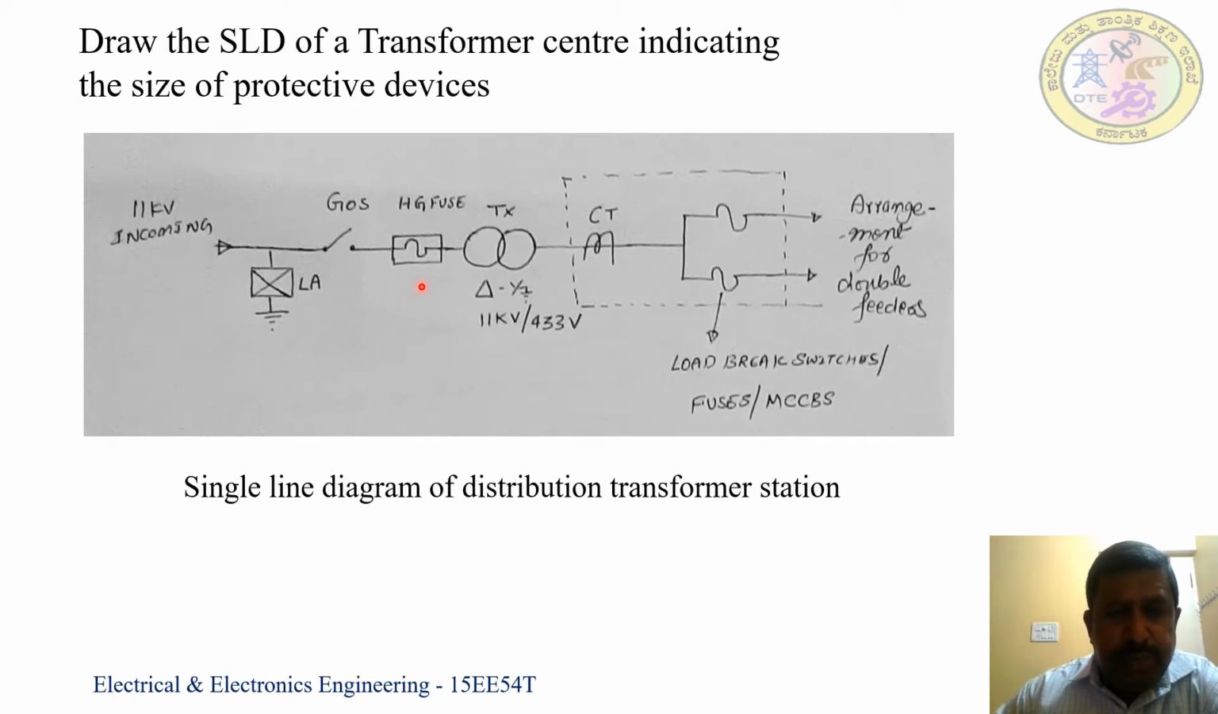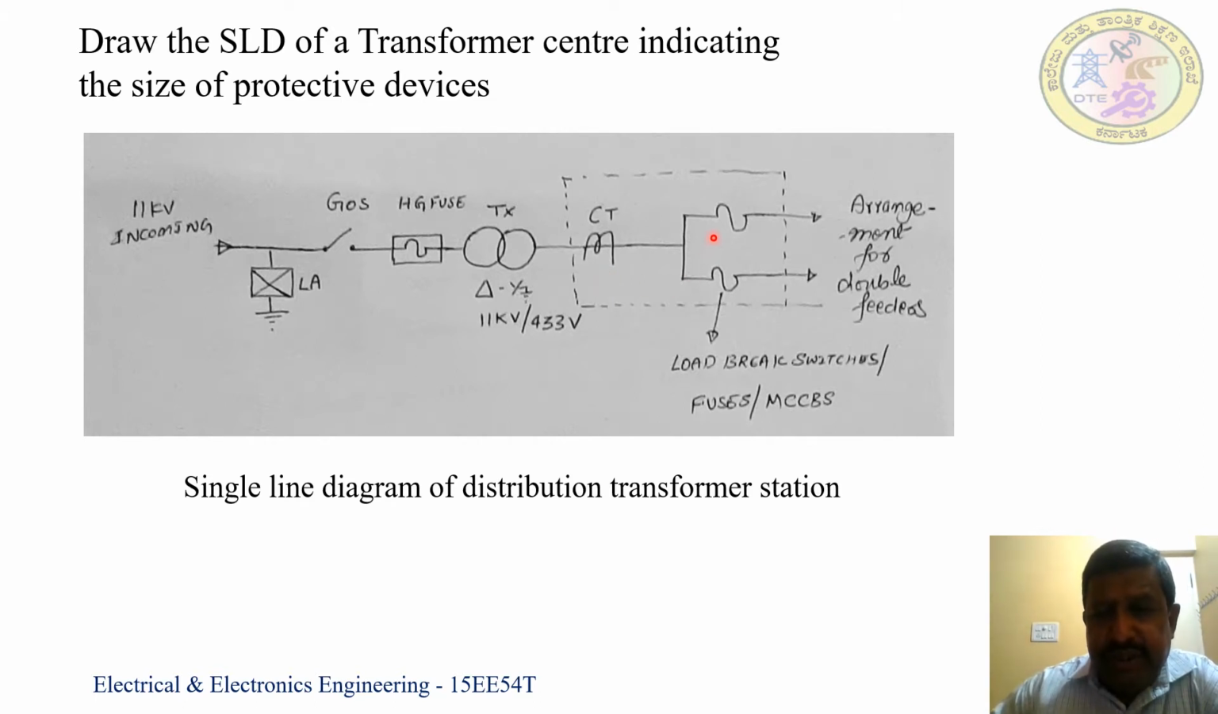Next, the protective device is the horn gap fuse. When any abnormal current comes, the fuse will blow out. Next is the distribution transformer. The primary of the transformer is delta connected and the secondary windings are connected in star. The primary voltage is 11 kV and secondary voltage is 433 volts. Then comes the current transformer. It is used to measure the current.